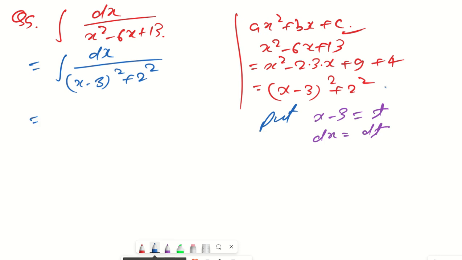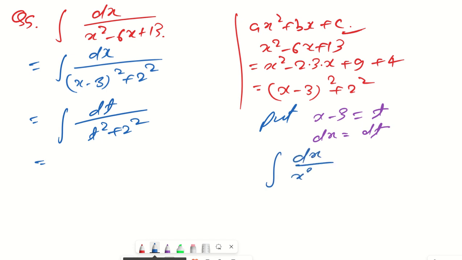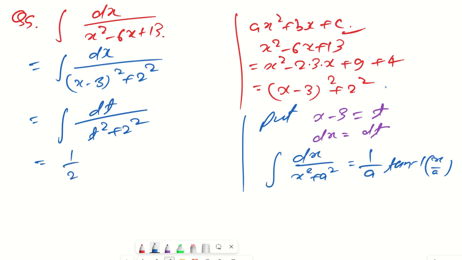So what will happen? By putting that understanding, we are going to have dt divided by t square plus 2 square, and we know already that 1 by t square plus 2 square is something like a square. We have the formula: integration of dx by x square plus a square was 1 by a tan inverse of x by a. So with this formula we can write it down here: 1 by a, or 1 by a is 1 by 2 here, tan inverse of t by 2 plus some constant c.